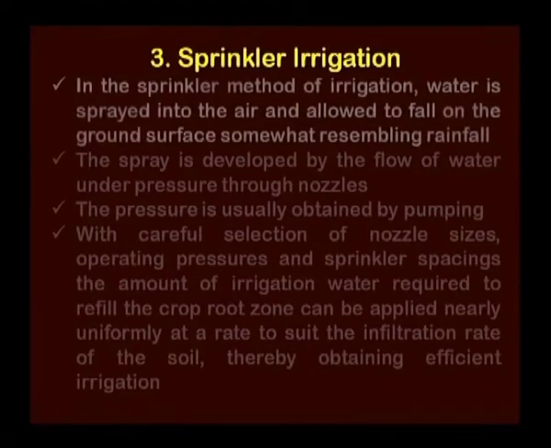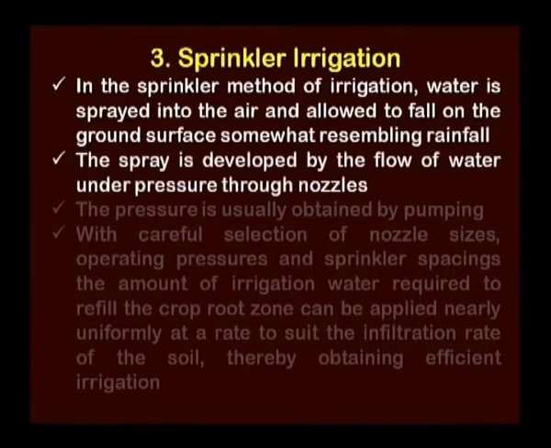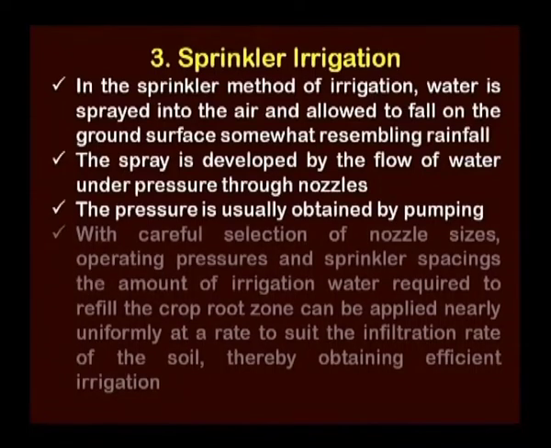Sprinkler irrigation. In the sprinkler method of irrigation, water is sprayed into the air and allowed to fall on the ground surface, somewhat resembling rainfall. The spray is developed by the flow of water under pressure through nozzles. The pressure is usually obtained by pumping.